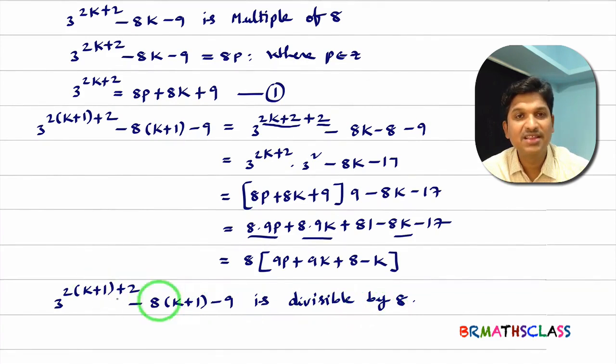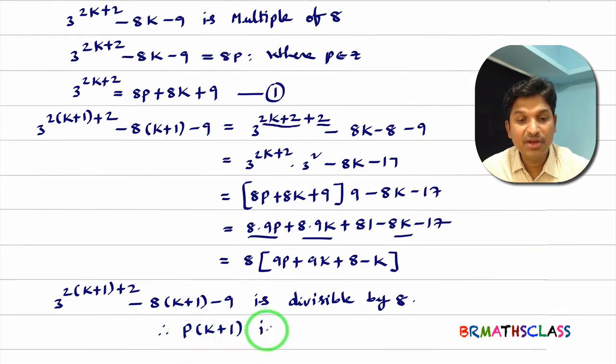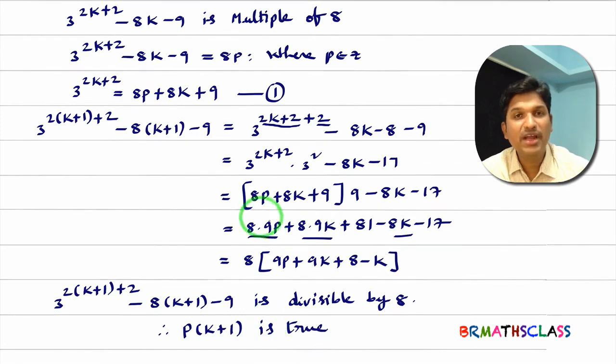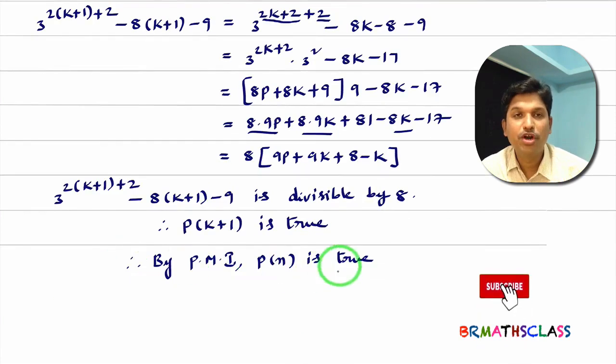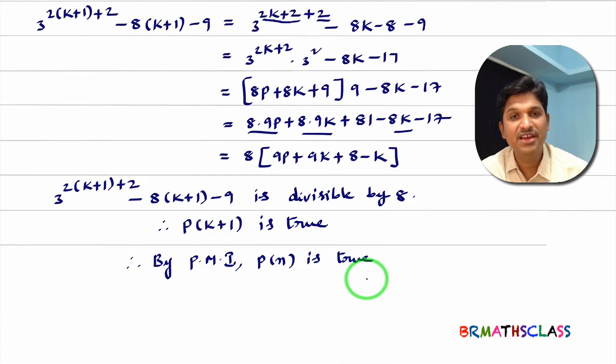What is this? This is p of k plus 1. What can I write here? I can write that p of k plus 1 is true. What happened? We did two things. First, I proved p of 1 is true. Next, by assuming p of k is true, we proved p of k plus 1 is true. Therefore, by the principle of mathematical induction, we can say that p of n is true. So, we proved the given statement by using the principle of mathematical induction.